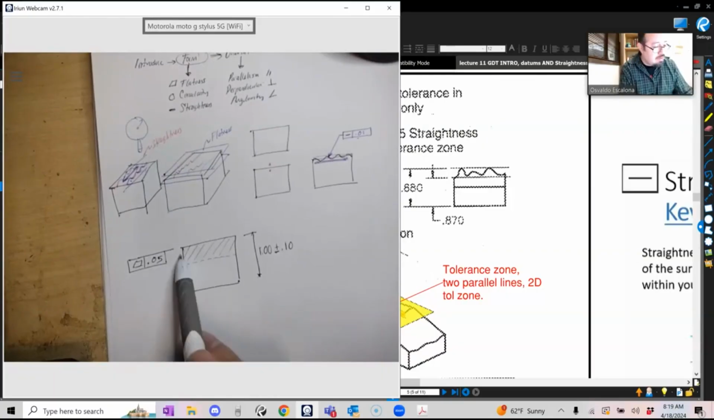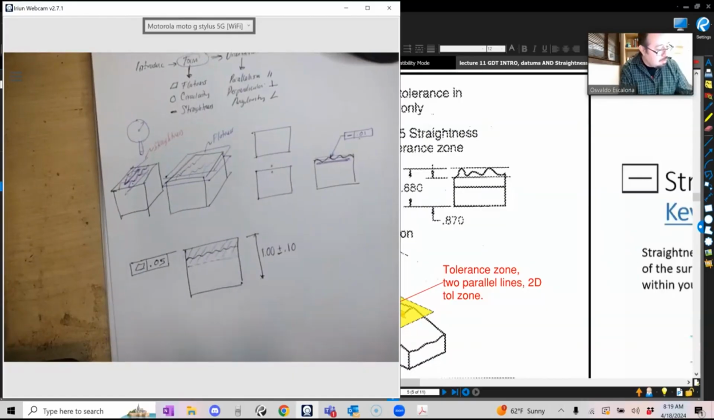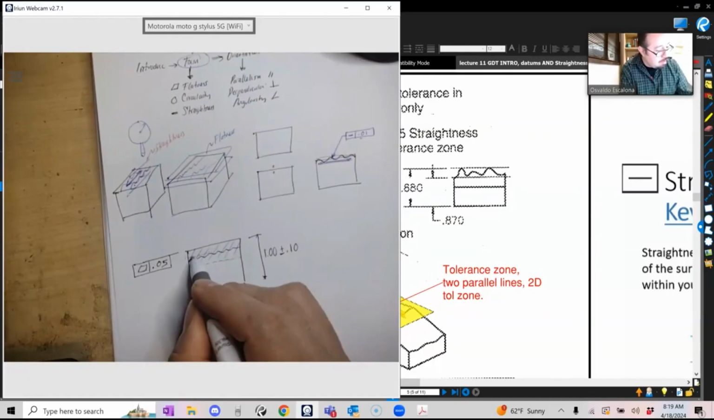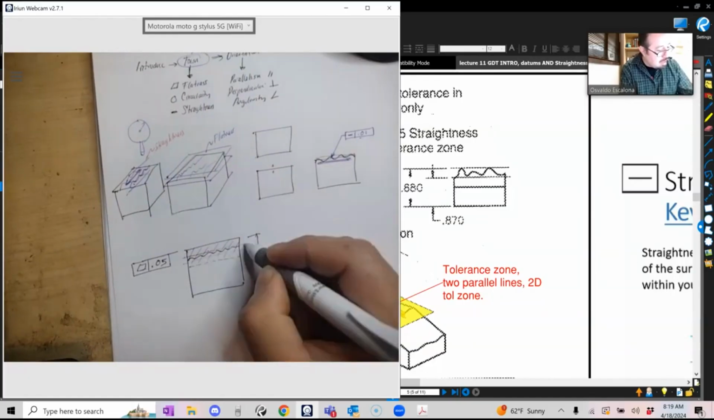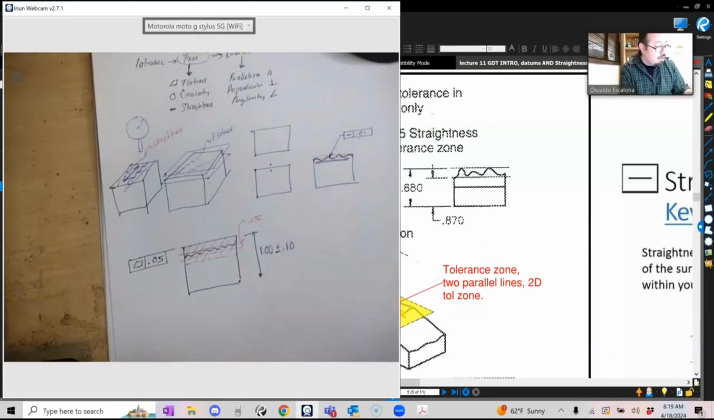This guy was telling me, you know what? Within your tolerance zone, the flatness will say your part gets to live within two parallel planes that are 0.05 away. Okay, what happens if I do another one?